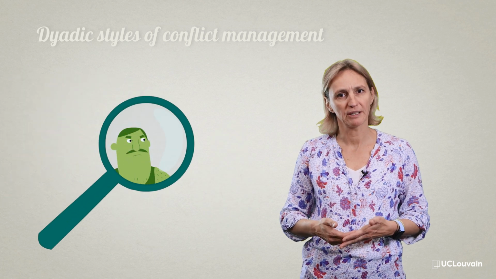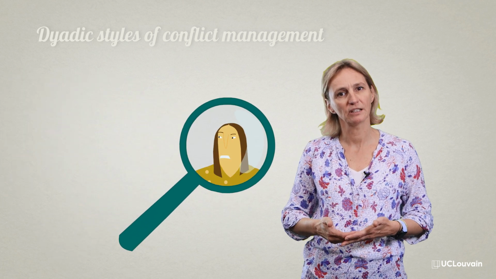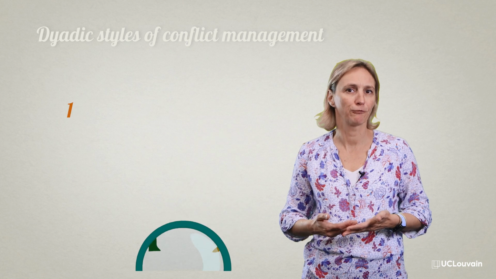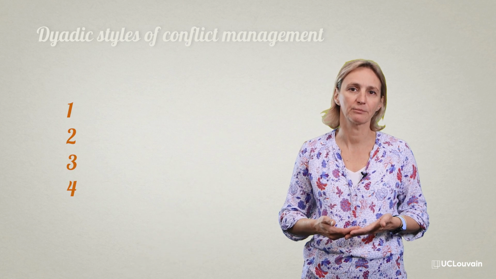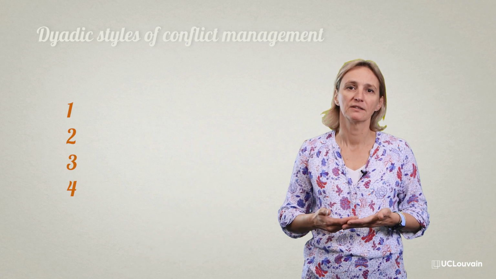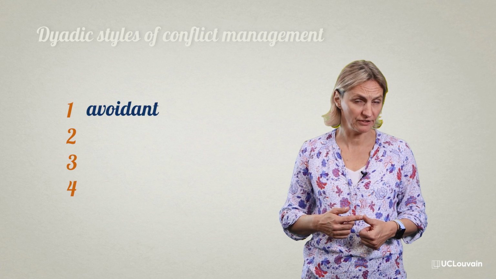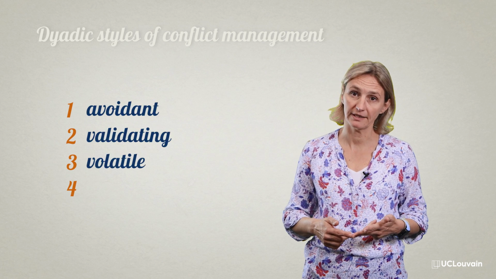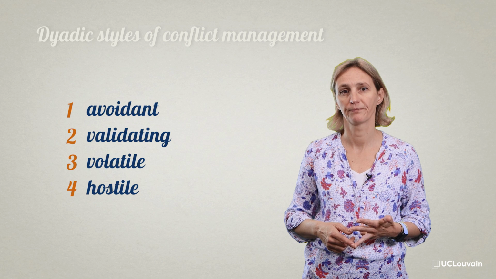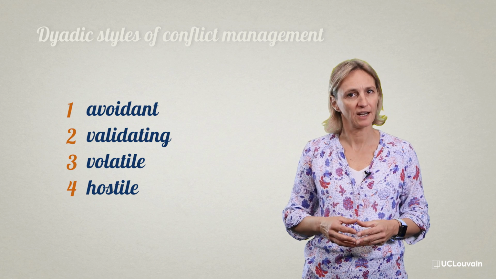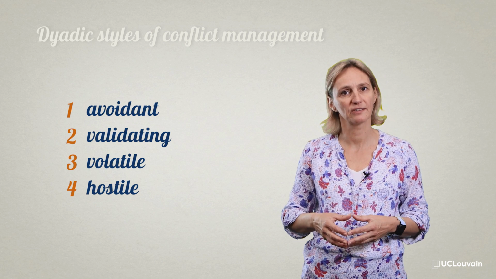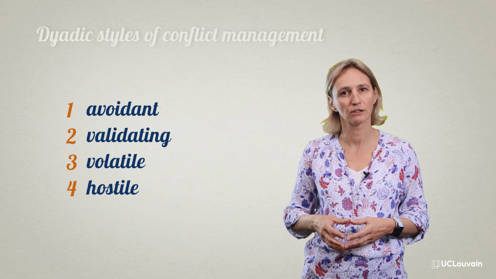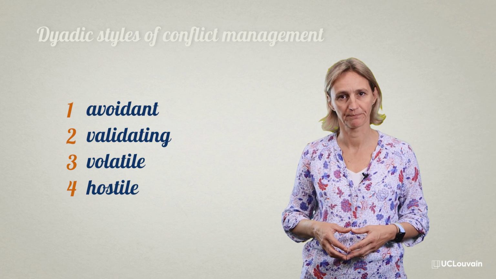By observing married couples, Gottman and his colleagues have identified 4 dyadic styles of conflict management. These dyadic styles are avoidant, validating, volatile, and hostile. The first 3 styles are similar to the styles discussed at the individual level in the model of Thomas Kilmann.